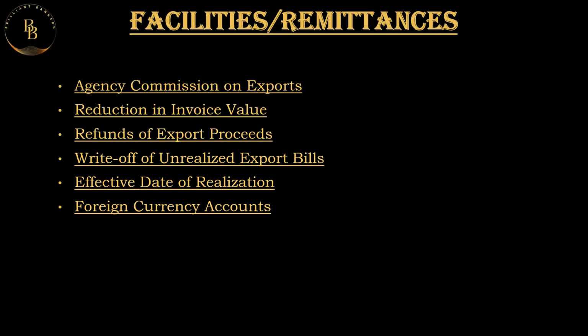So there are a few headings like agency commission on exports, the commission that is received on exports, the reduction in the invoice value, that is discounting of the invoice value, the refunds of the export proceeds, how refund of the sale is being done, how the writing off of the unrealized export bills is done, what will be the effective date of realization of those bills, and what are foreign currency accounts. First, let's go to the agency commission on export.